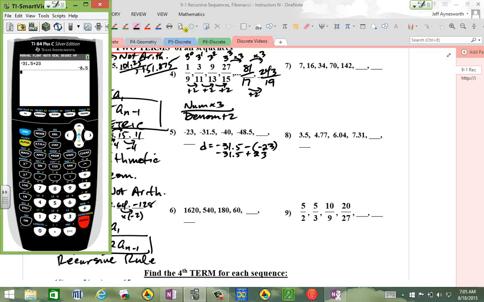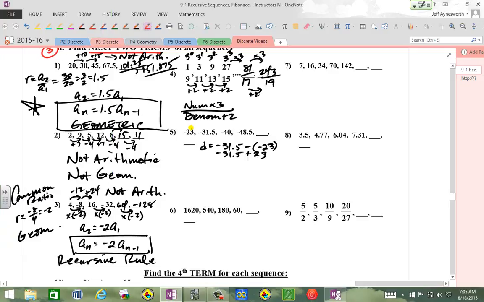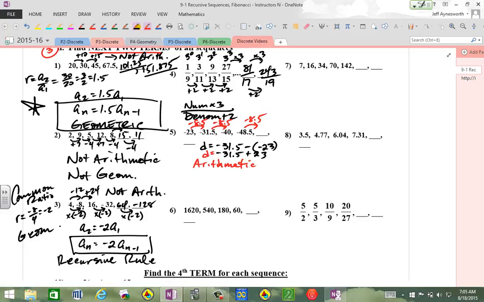So what's going on here is this. I'm subtracting 8.5 to get to the next term, minus 8.5 to get to the next term, minus 8.5 to the next term. So it is arithmetic. There we go. And I subtract 8.5.